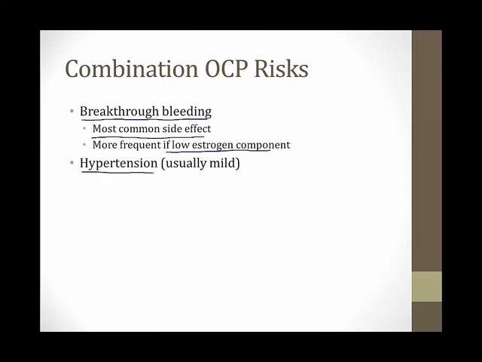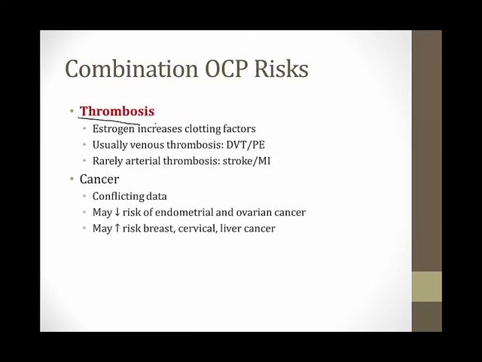Hypertension can also occur among women taking oral contraceptive pills. This is usually mild, but the blood pressure may go up a few points. Thrombosis is the feared complication among women taking oral contraceptive pills. This is believed to occur because estrogen can increase the amount of clotting factors present in the serum. Usually this presents as a venous thrombosis, like a DVT or a pulmonary embolism in a woman taking oral contraceptive pills. Rarely, these pills can lead to arterial thrombosis, such as stroke or myocardial infarction.